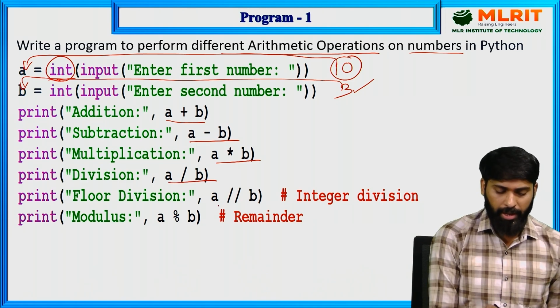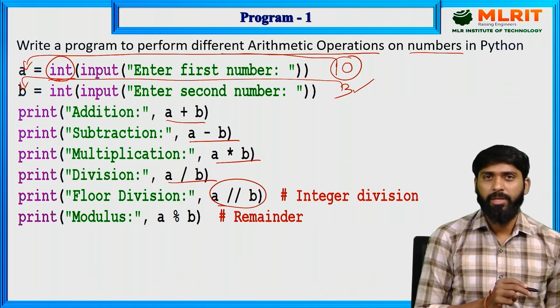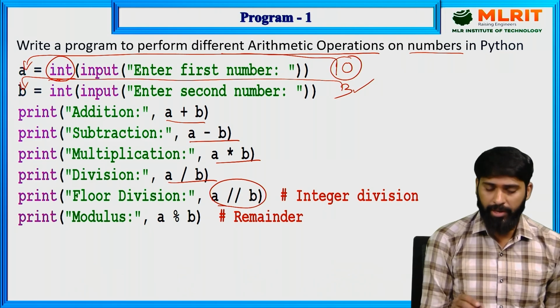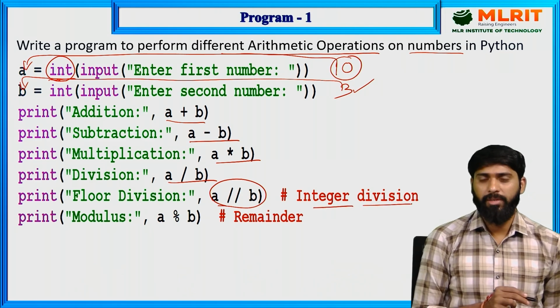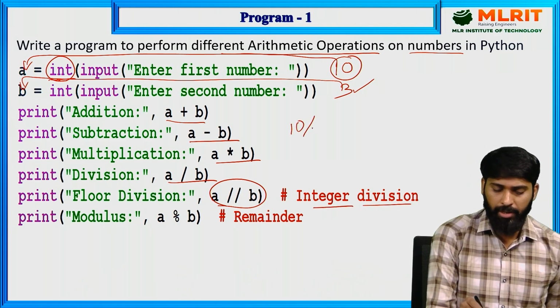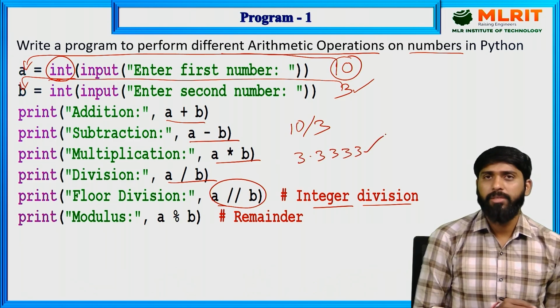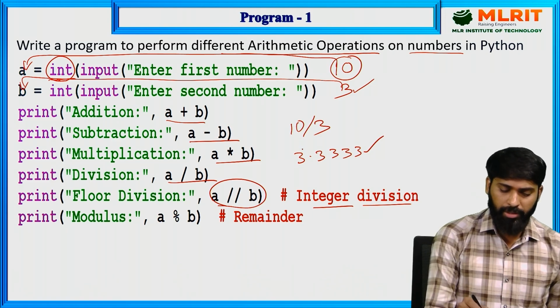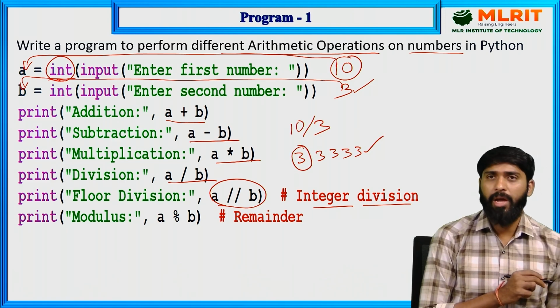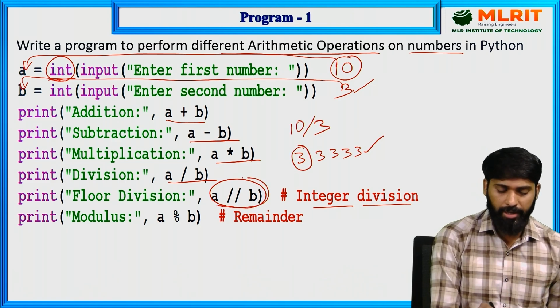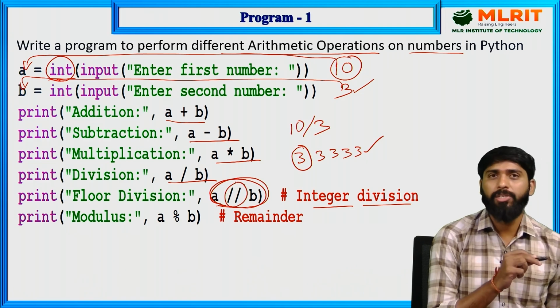But coming to A slash B, for example, here I am dividing 10 by 3. The output is 3.3333 like this. But I want only the integer part. To find integer division, I am going to use the double slash operator.